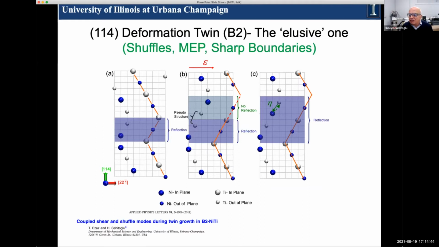Again, things get a bit complicated because we think of twinning as a reflective boundary, twin boundary here, but when we look at 114 plane in B2, this B2 means ordered cubic. Again, this is nickel titanium, this is austenite. We have to have shuffles to get this reflective boundary. So in other words, there's the shearing, but there's also the shuffling. This eta is the shuffling.